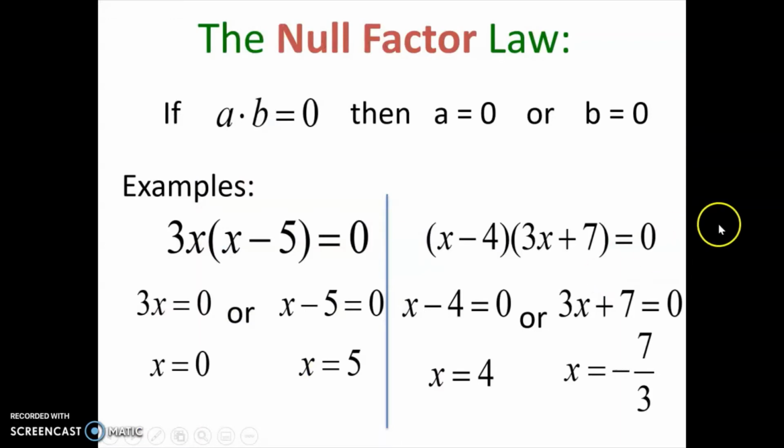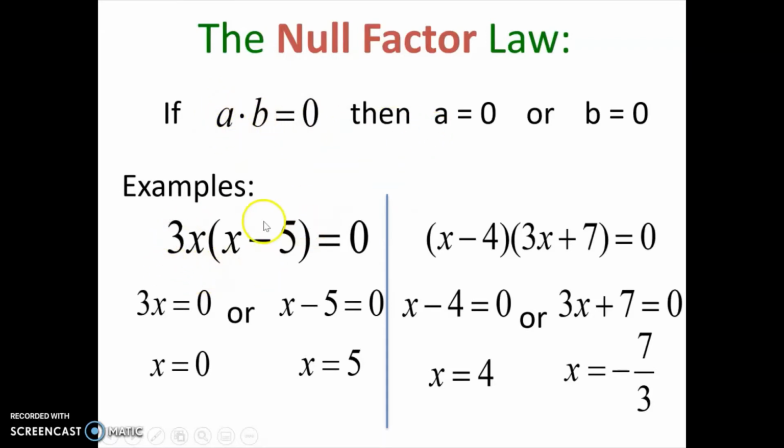Okay, for most of these problems, we will use the null factor law. Let me just remind you what this law is. It is the idea that when we have two factors, two things being multiplied, and they equal 0, then one or both of the factors must be 0, because the only way we can have a result of 0 from multiplying is if one of the multipliers is 0 itself.